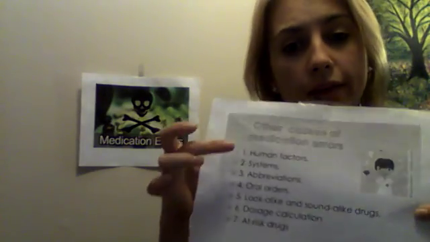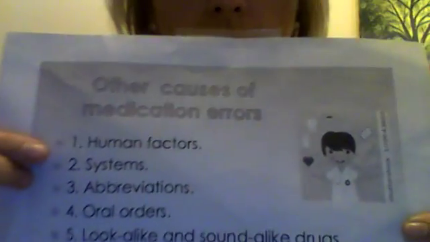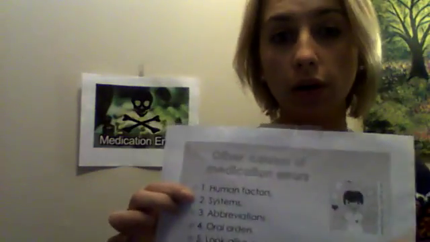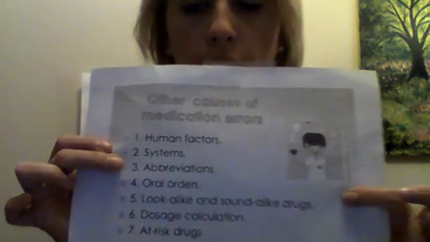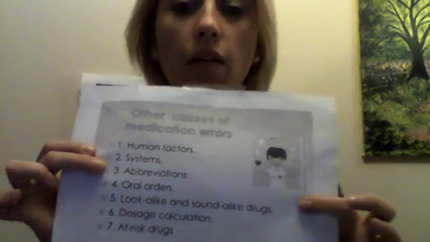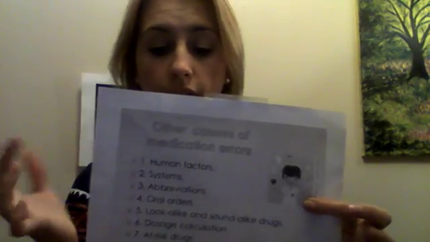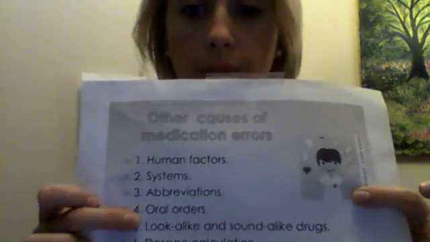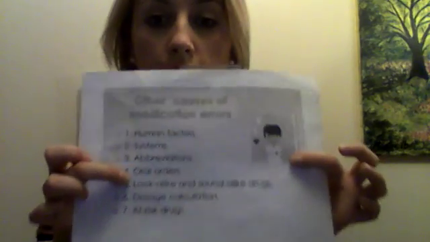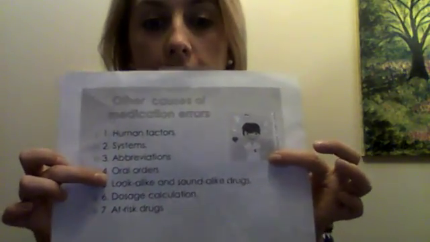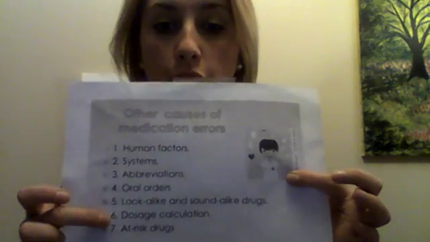There are a lot of causes for medication errors. I have listed some of them. The human factor, which basically means we're all human and we all make mistakes. Systems. There could be one system used in one hospital and another one in the other hospital. Abbreviations can cause a lot of errors. Oral orders. As far as I know, you cannot take an oral order. You have to have a written order in the computer. Look-alike and sound-alike drugs.